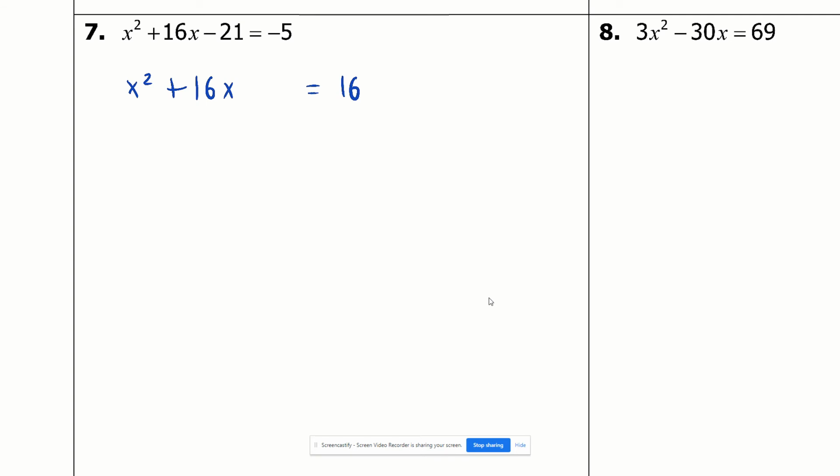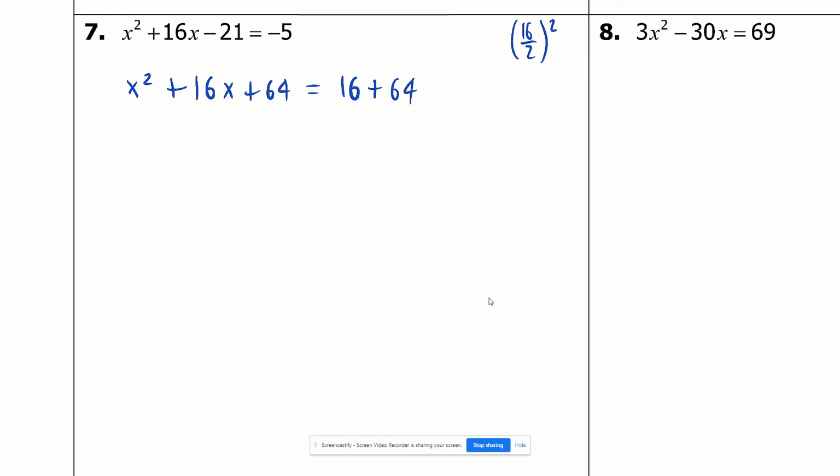Is my b value even? Yes, it is. So I'm going to take that 16 divided by 2 and square it. What's 16 divided by 2? That's 8. Square 8, that's 64. So we're going to add 64 to both sides. We're completing the square. We're creating a perfect square trinomial.